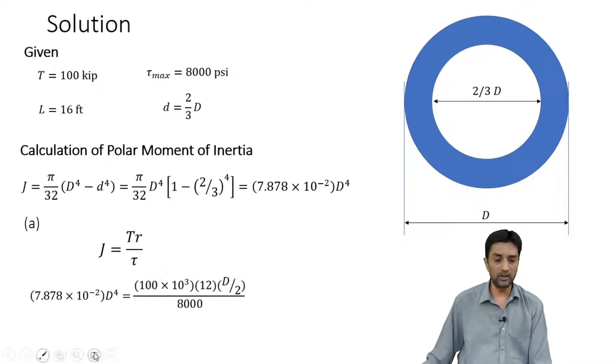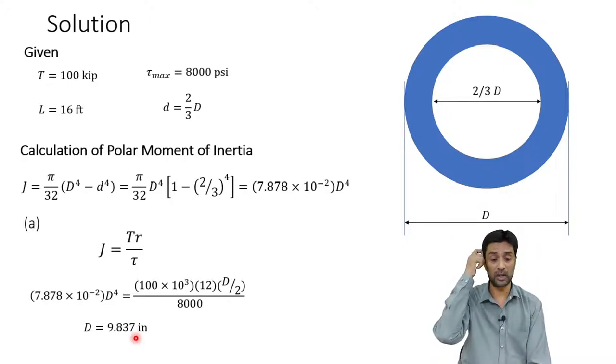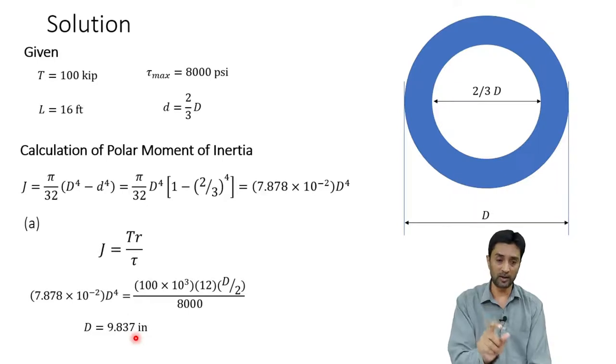While you put in all these values, the radius is half of the diameter. With the help of this you will solve and see that the value of D comes out to be 9.837 inches. So that's what we need. But he has also asked us to find the angle of twist as well. Up till this step, we know the outside diameter, and with its help we can find the inside diameter, which is 2/3 of this 9.87. You can very easily calculate that.